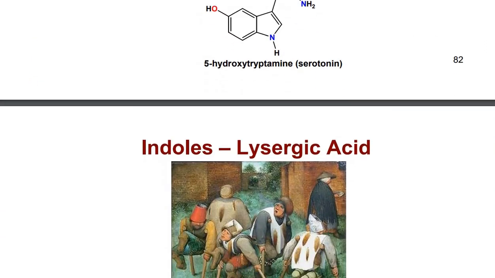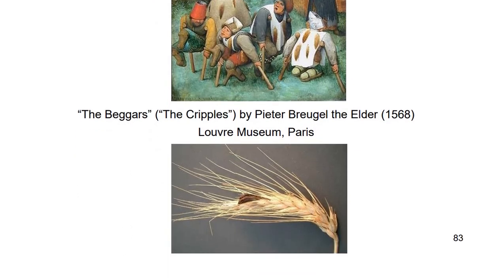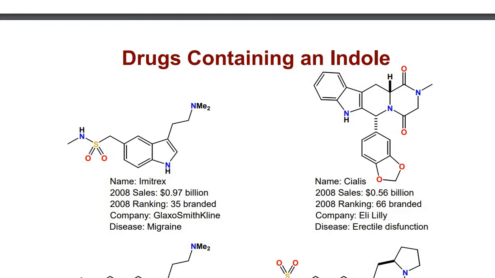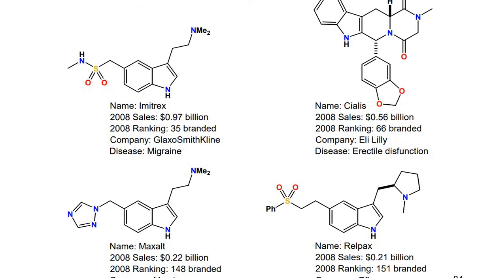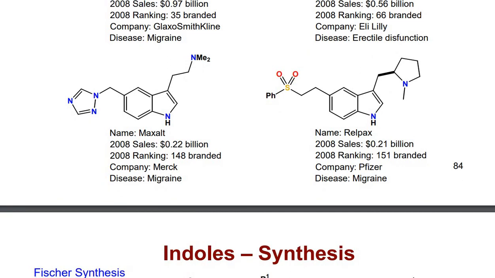So you can see the indole lysergic acid. Now drugs containing indoles. You can see Imitrex, Cialis, Maxalt and Relpax.